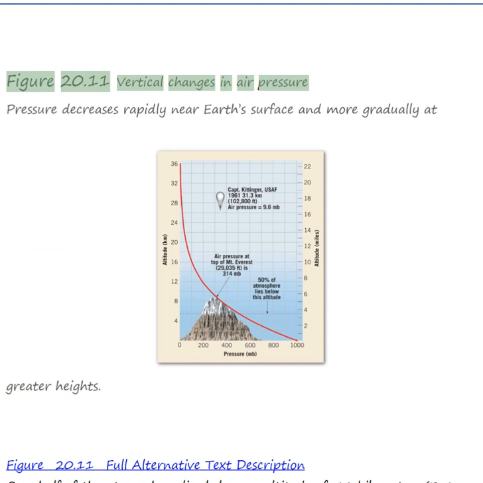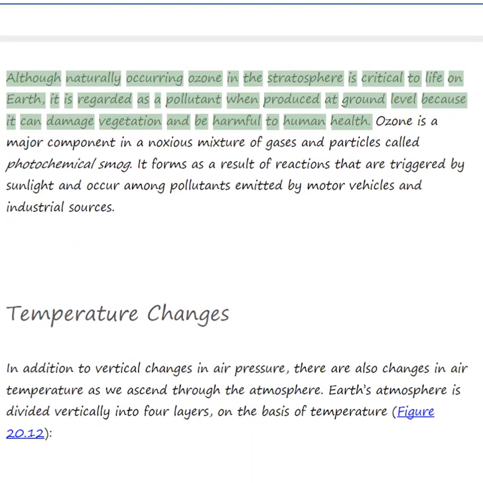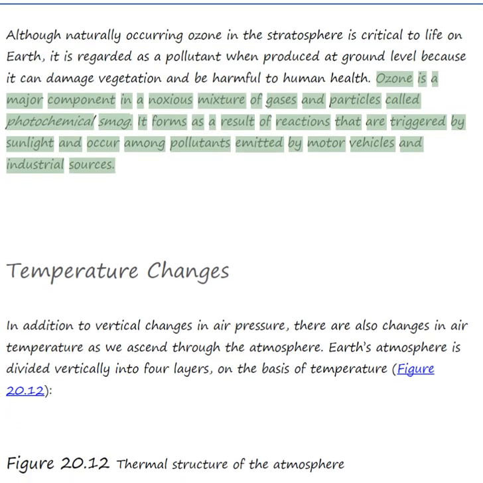Figure 20.11 Vertical changes in air pressure. Did you know? Although naturally occurring ozone in the stratosphere is critical to life on Earth, it is regarded as a pollutant when produced at ground level because it can damage vegetation and be harmful to human health. Ozone is a major component in a noxious mixture of gases and particles called photochemical smog. It forms as a result of reactions that are triggered by sunlight and occur among pollutants emitted by motor vehicles and industrial sources.